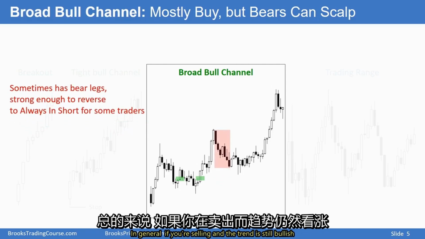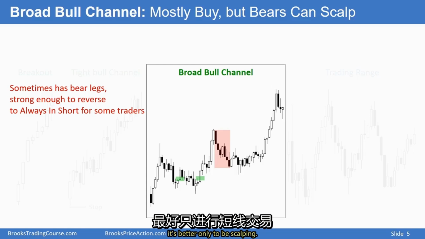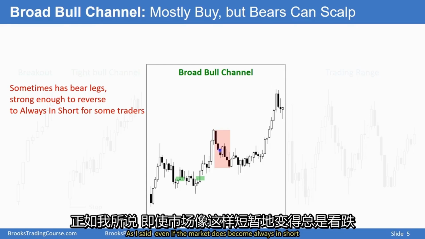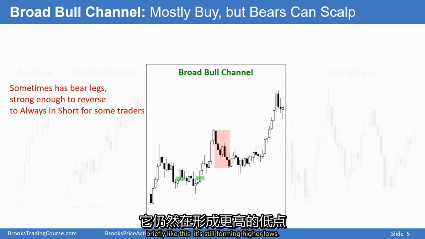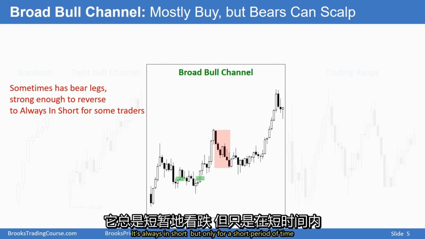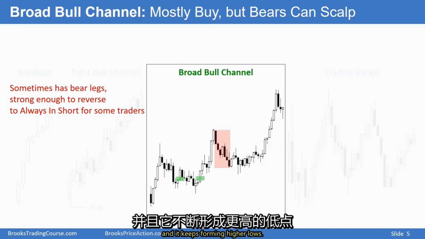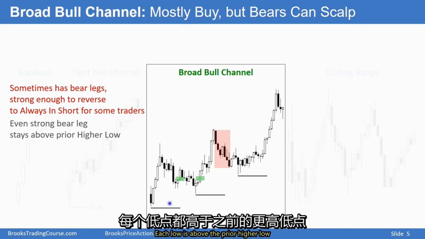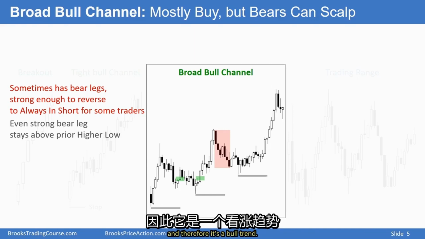In general, if you're selling and the trend is still bullish, it's better only to be scalping. As I said, even if the market does become always in short, briefly like this, it's still forming higher lows. It's always in short, but only for a short period of time. And it keeps forming higher lows. Each low is above the prior higher low, and therefore it's a bull trend.